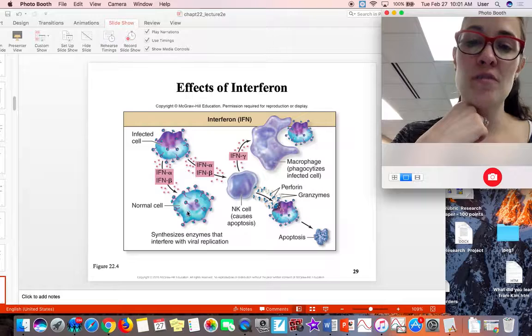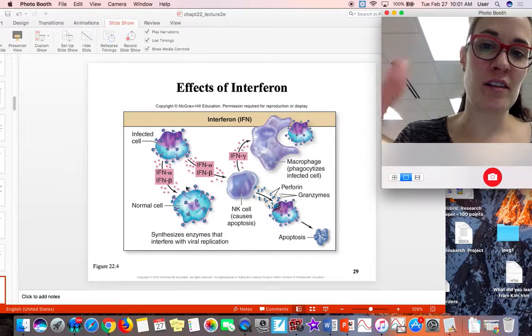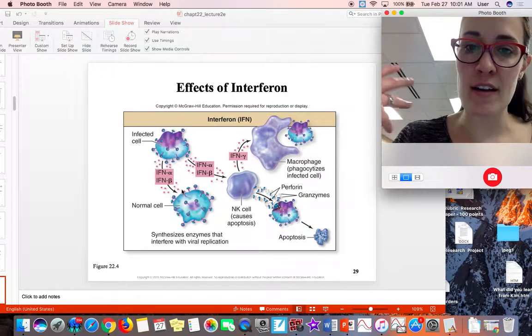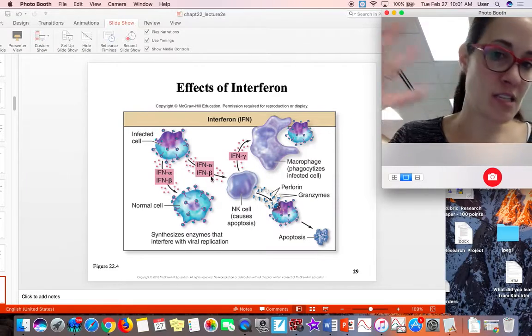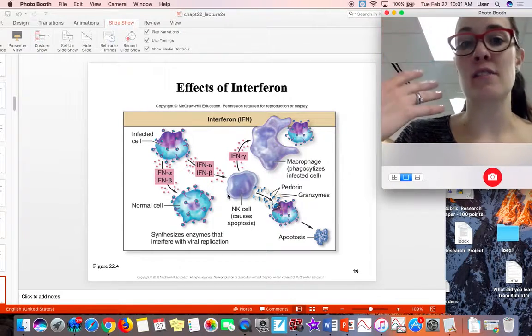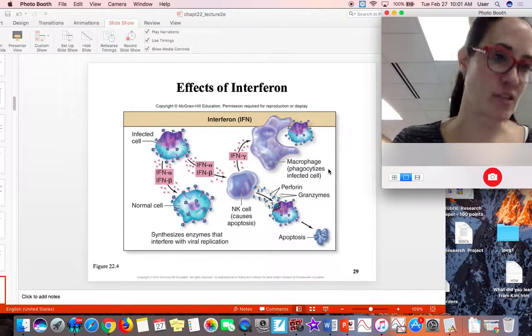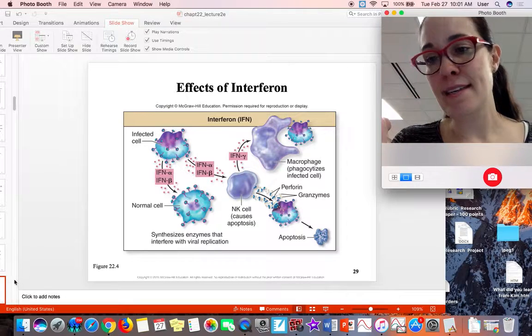So here's a normal cell, here's an infected cell. It's releasing these interferons, stimulating more white blood cells like natural killer cells and macrophages to come to that area to help.